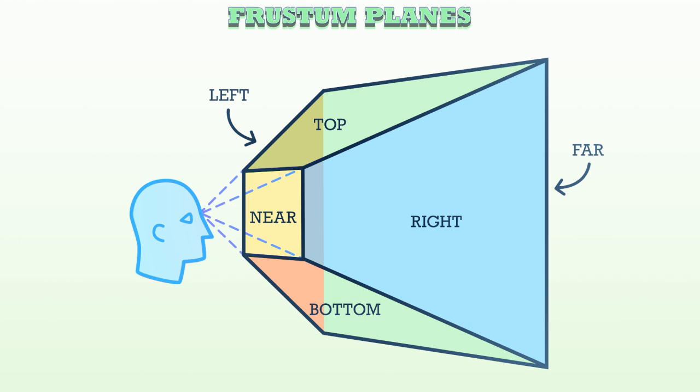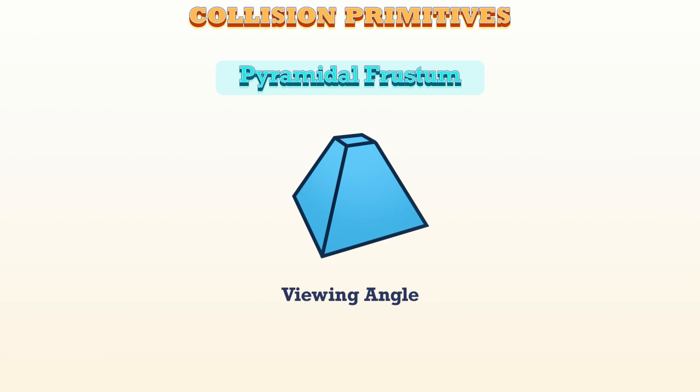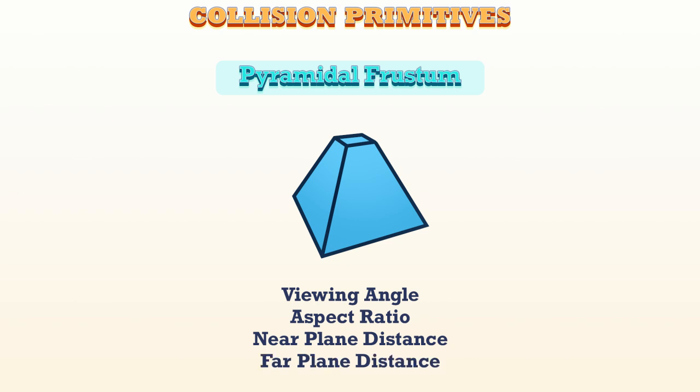A pyramidal frustum has 6 faces, which are represented with planes: left, right, top, bottom, near, and far. The shape of the frustum is defined with 4 values: the viewing angle, which affects how much the player can see vertically and horizontally; the aspect ratio, which makes the near and far planes width proportional to their respective heights; the near plane distance, which represents how close the starting boundary is to the player; and the far plane distance, which represents how far the player can see.